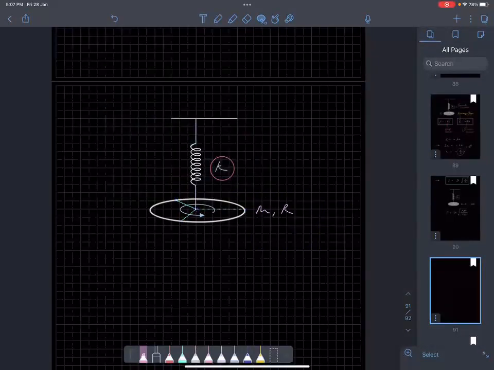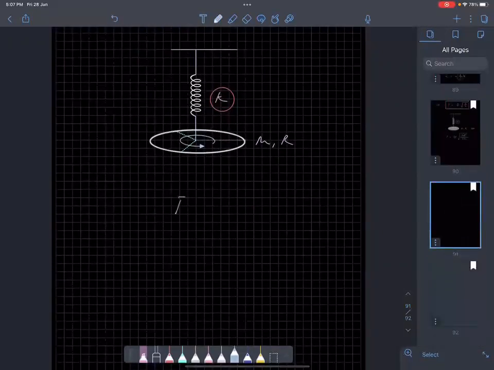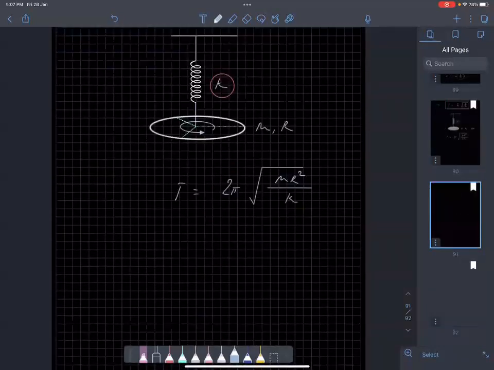Okay, fine. Tell me, what is the time period? T equals 2 pi under root mr square by k. Okay, fine. Next.